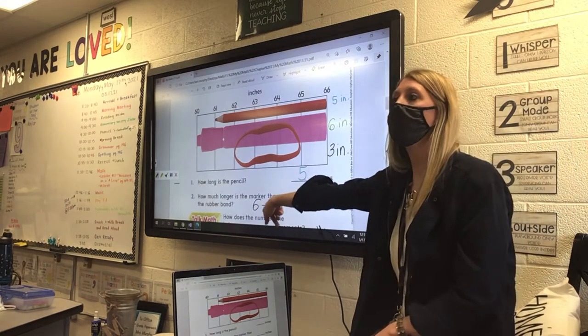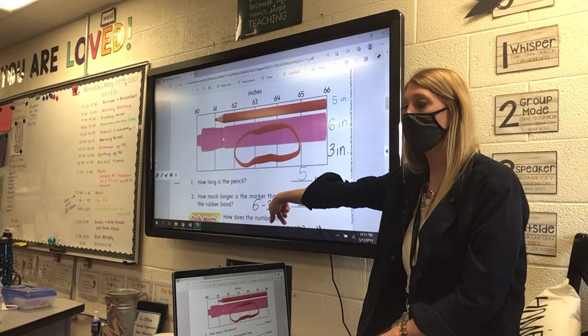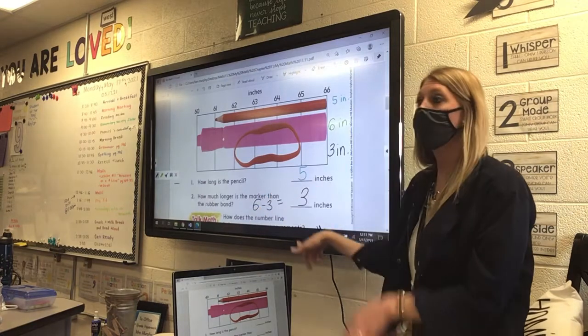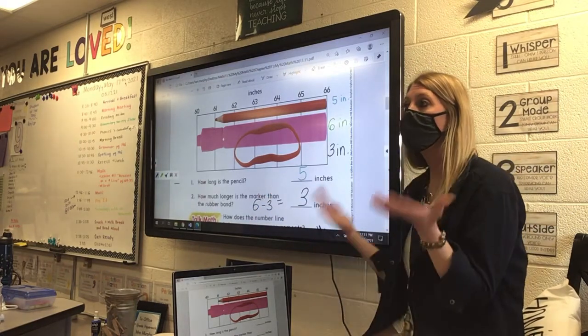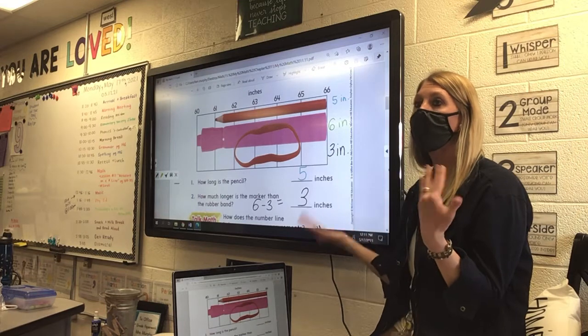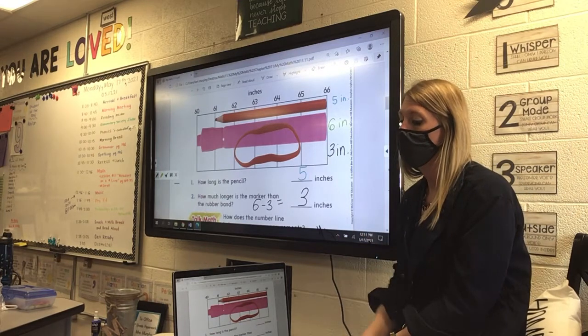Can you guys write that for Mrs. Murphy down there? I'm going to be checking. Mason, if you don't write this down, I'm going to mark it wrong, because I want you to show me that you're finding the difference. How much longer? We have to subtract in order to do that.